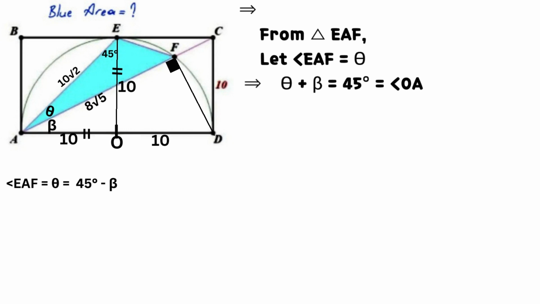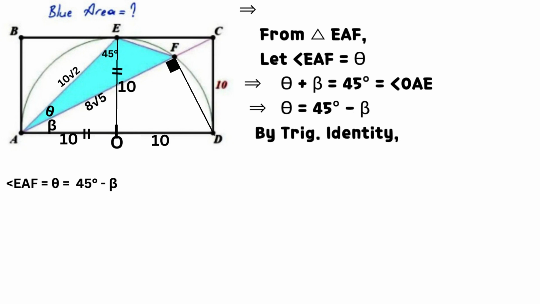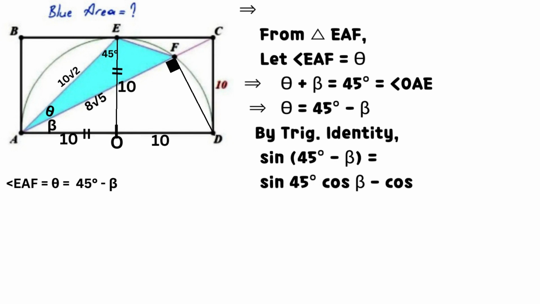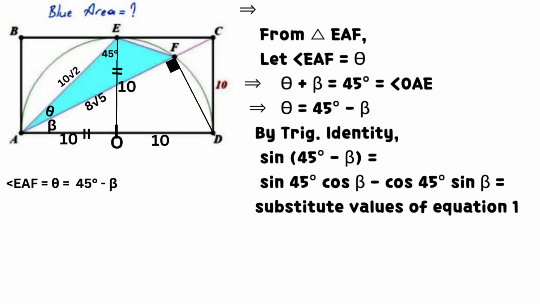It implies that from triangle EAF, let angle EAF equal theta. Hence, the sum of theta and beta equals 45 degrees, which equals angle OAE. It follows that theta equals 45 degrees minus beta. By trigonometric identity, sine of 45 degrees minus beta equals the result shown on the screen. Substitute values of equation 1 and equation 2.